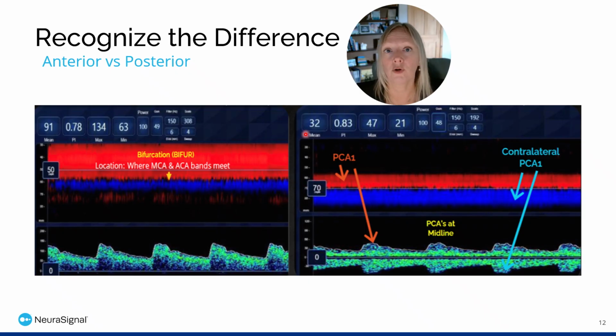posterior. At a normal state, the mean flow velocity in your anterior MCA is going to be higher than your posterior PCA flow. Look for the big red band, look for the higher mean. Start using the sound. Listen for the high pitch sound of your anterior flow versus the low pitch sound of your posterior flow.